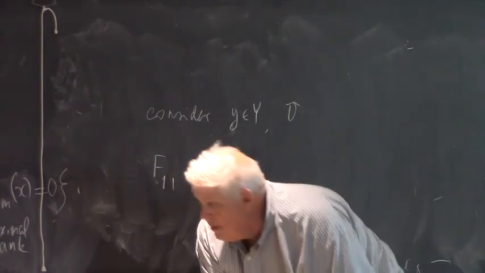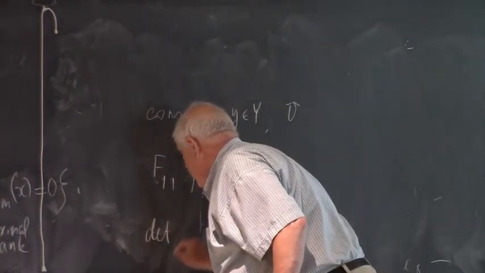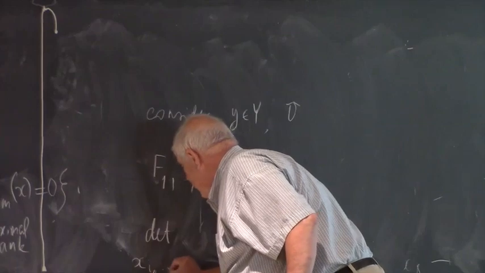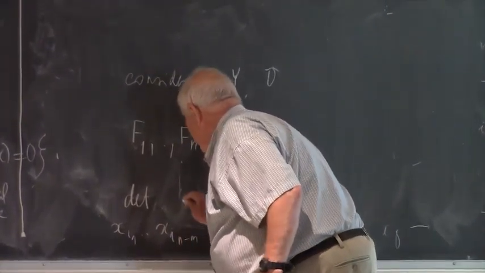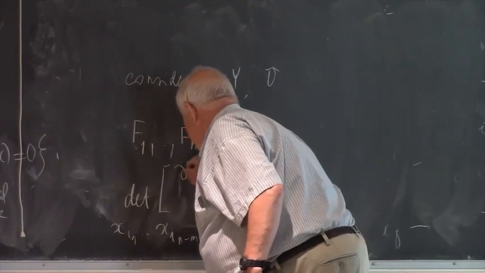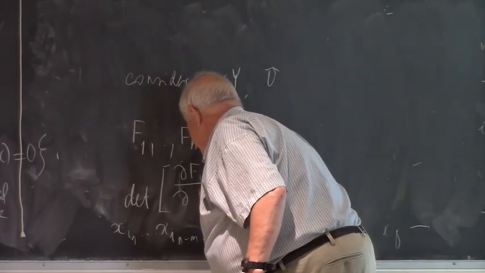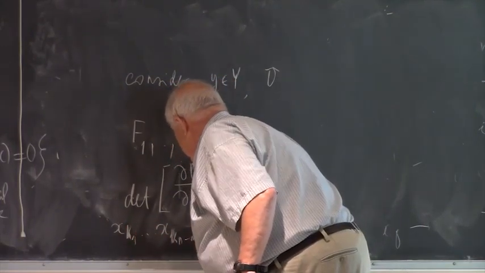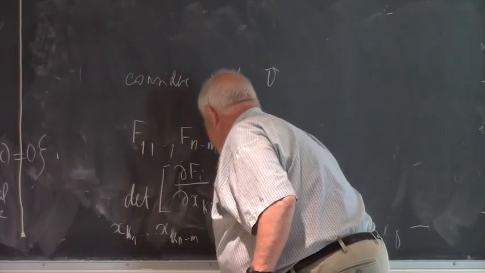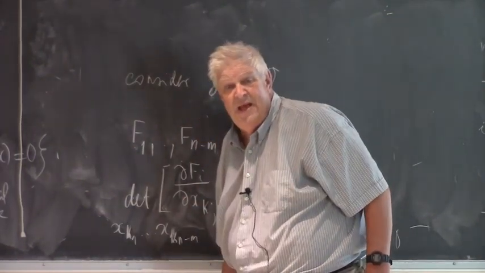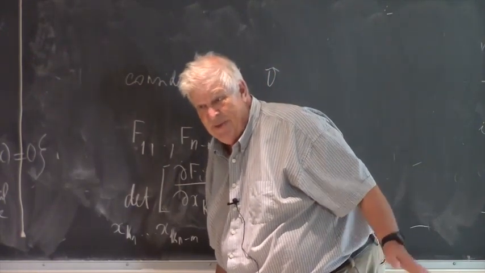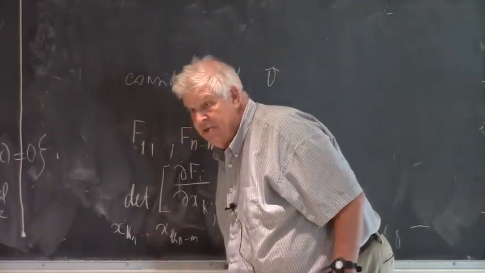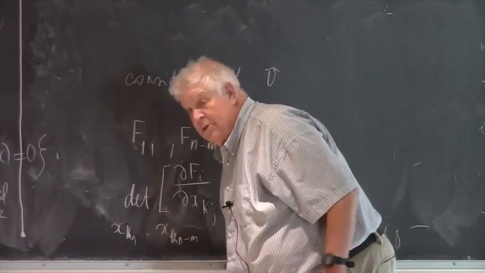I mean that there are n minus m coordinates, x_{k1}, ..., x_{k,n-m}, such that the determinant of the Jacobian df_i/dx_{kj}, which is an n-m by n-m matrix, is not equal to 0. So there are special coordinates for which it's not 0. Maybe this set is not unique, but it exists.